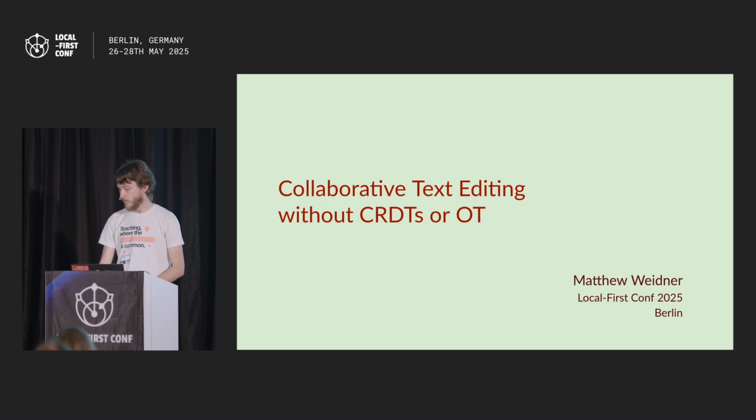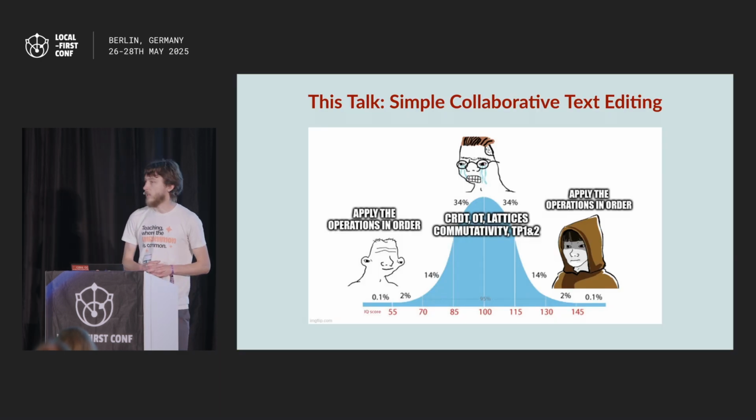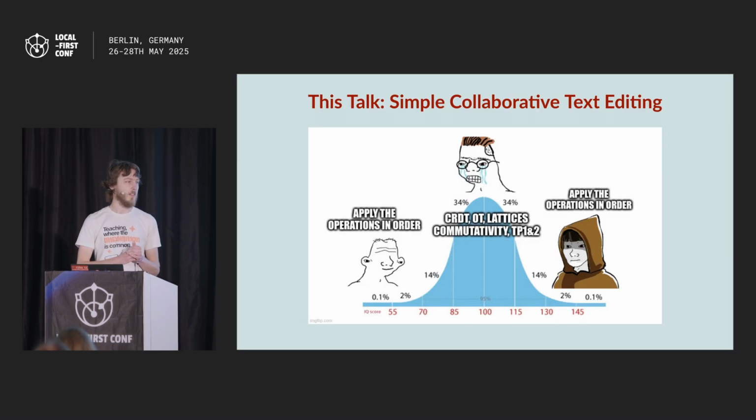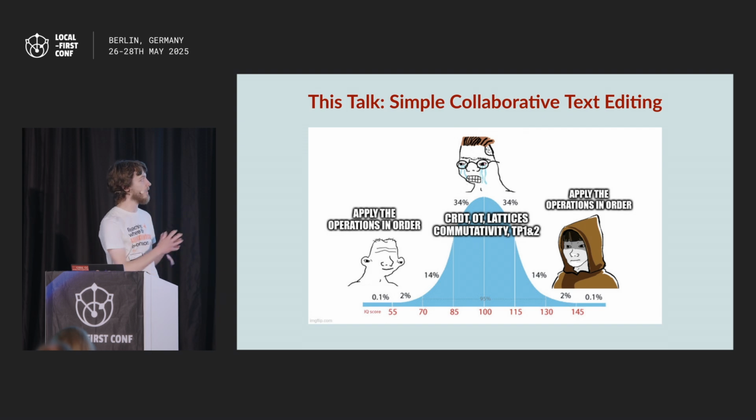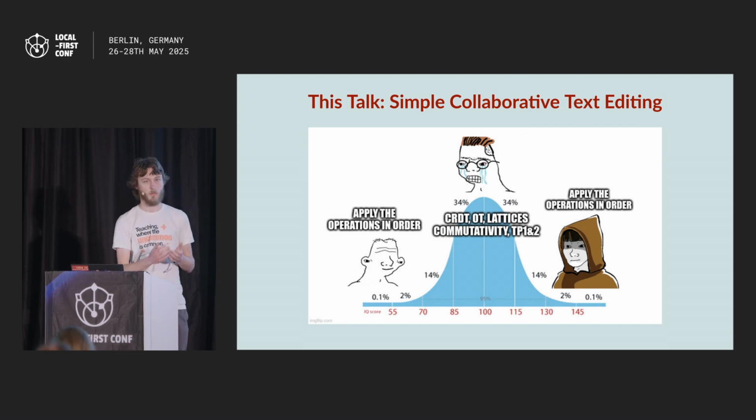minutes. So this idea is going to be a simple approach to collaborative text editing, where basically we're going to send operations to the server, it's going to apply them in order, and that's sort of it. We're going to skip the mathematical rules and complexity that come with more traditional approaches like conflict-free replicated data types or operational transformation.